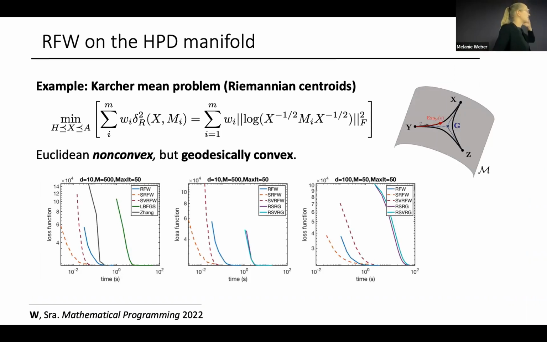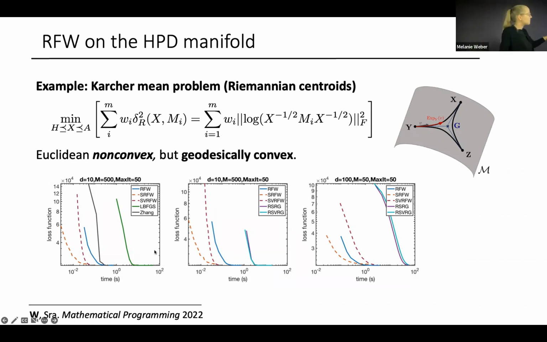So if we now do a validation experiment, here we have a set of positive definite matrices, and we want to find its barycenter. Importantly, that's one of the examples that I mentioned that is Euclidean non-convex but geodesically convex. So here really the Riemannian setting gives us a better structure and algorithmic benefit.